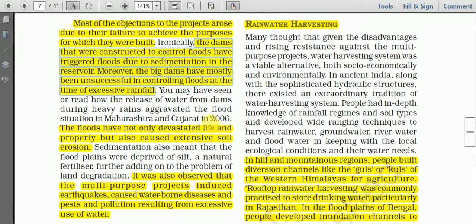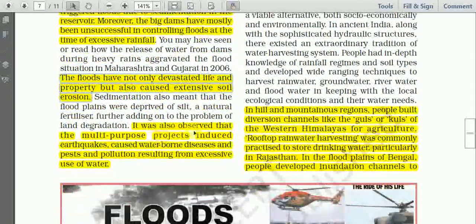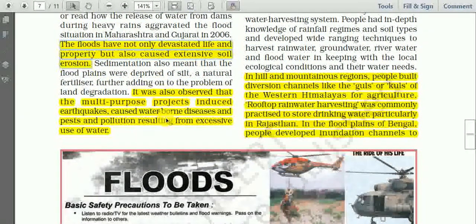And these floods not only devastate life, they kill human beings and animals and destroy property, but also cause extensive soil erosion. That is another point against these multipurpose projects.